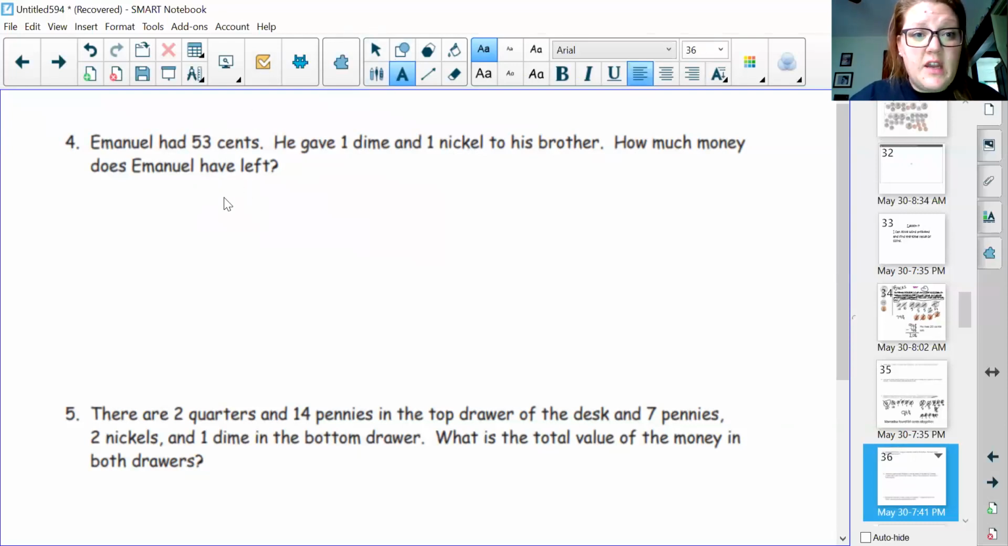You can just write the number 53 because you have to do some subtraction here because he gave away money. He gave some money to his brother. So what he had, he gave some of that away. You know that 1 dime and 1 nickel, 10, 5, that equals 15. You can just stack it up and do a subtraction problem. You can do 53 minus 15 and figure out how much money he has left. You don't actually have to draw any money here if you don't want to.